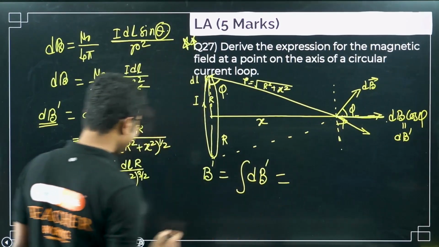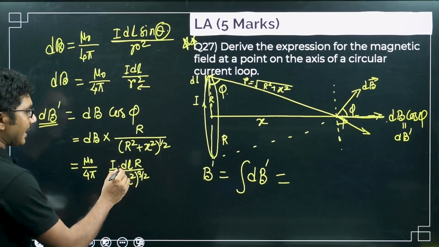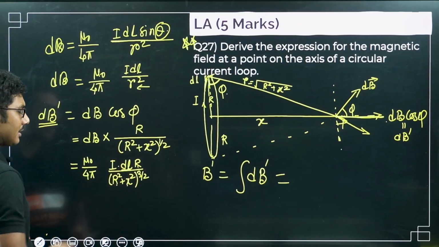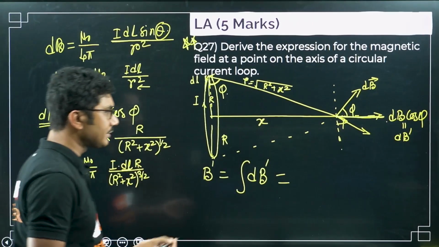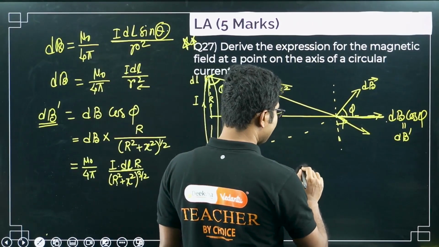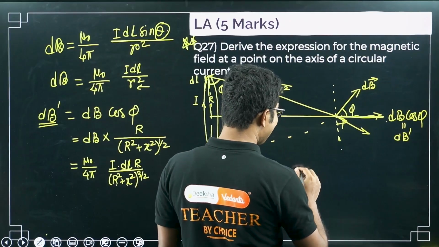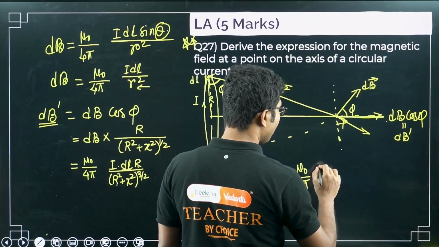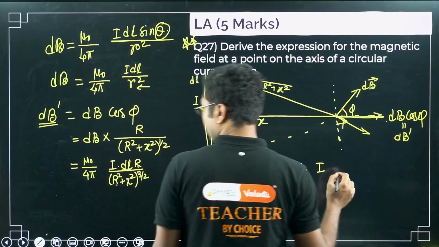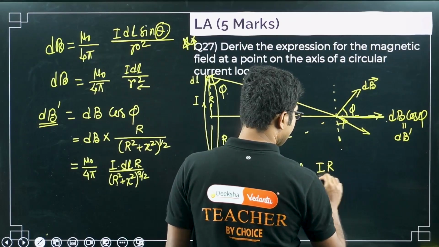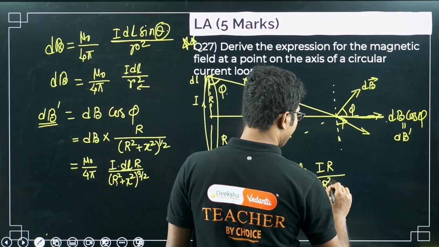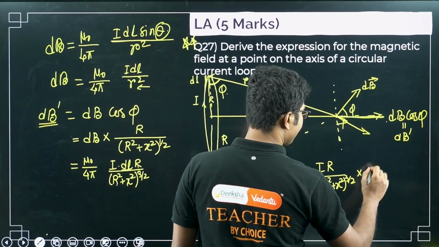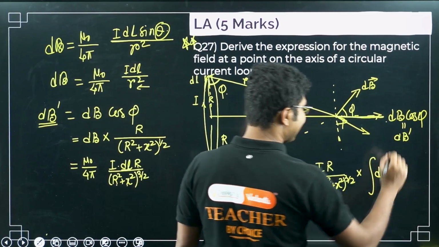Now if you see in this expression, everything is constant except dl. I is constant, r is constant, x is not changing, this r is obviously constant, mu naught by 4 pi is definitely constant. So everything is constant, that is there is no variation in them. So all the constant terms for integration definitely come out of the expression, right? So here will be I r by r square plus x square to the power 3 by 2 times integral of dl.